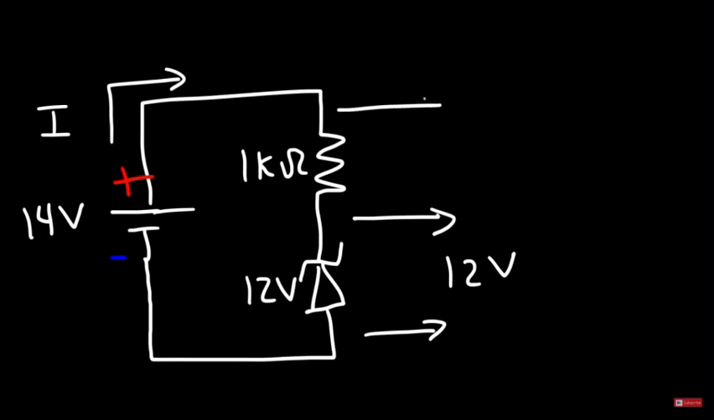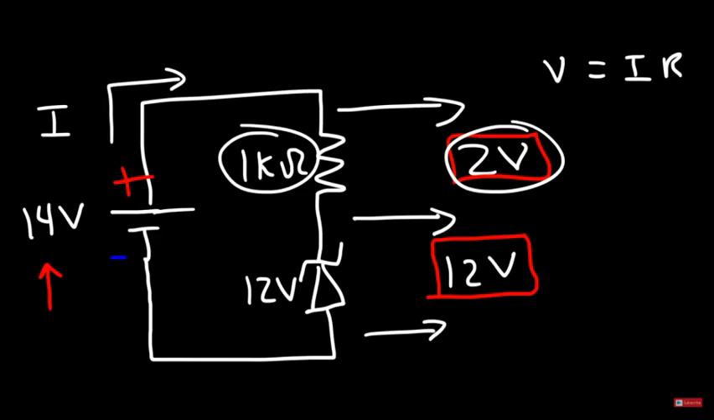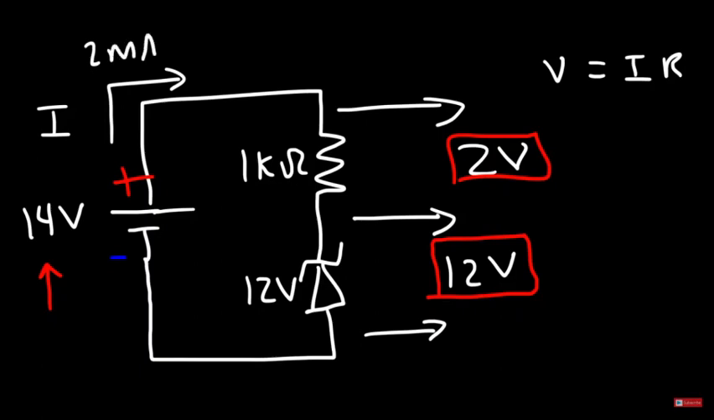So that means that the voltage across the resistor has to be 2 volts, because these two have to add up to the voltage of the battery. So we have 2 volts across a 1 kilo ohm resistor. If we use V equals IR, the current flowing through that resistor is going to be the voltage divided by the resistance. So it's going to be 2 volts divided by 1,000 ohms, which is 0.002 amps or 2 milliamps. So that's the current that's flowing in this circuit.